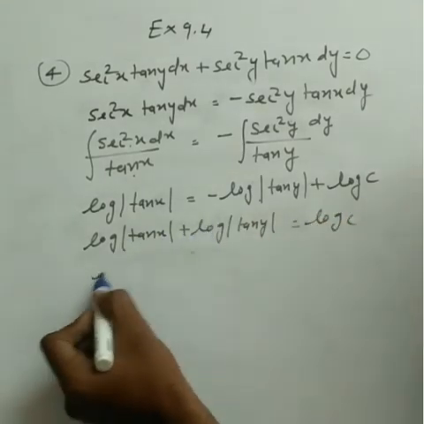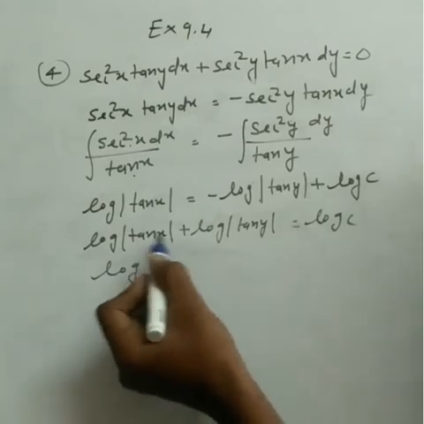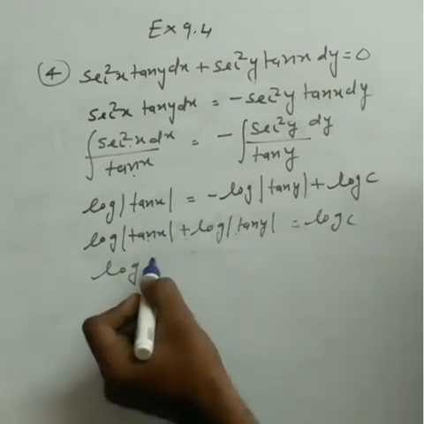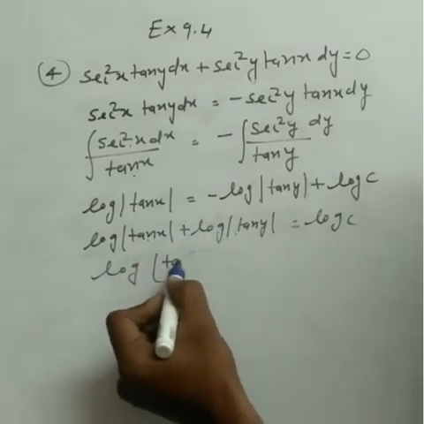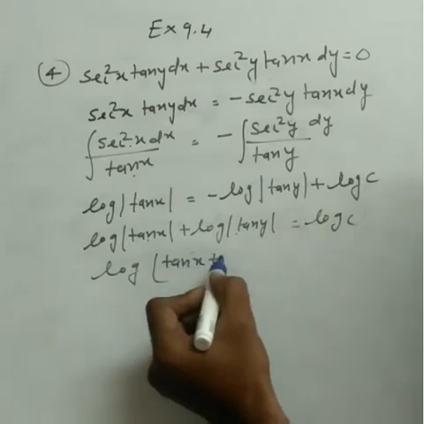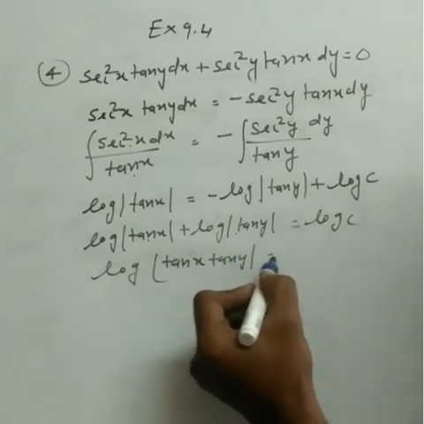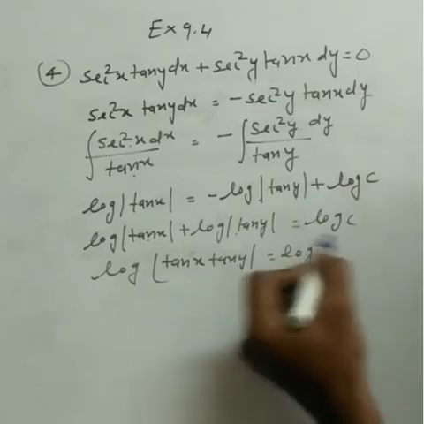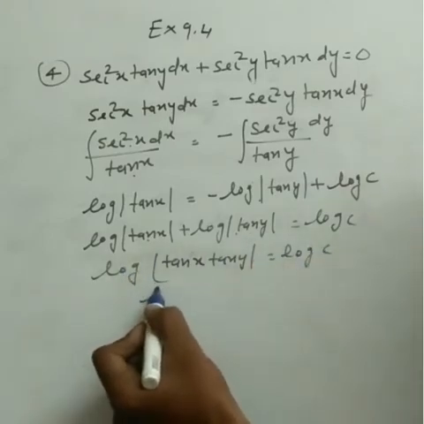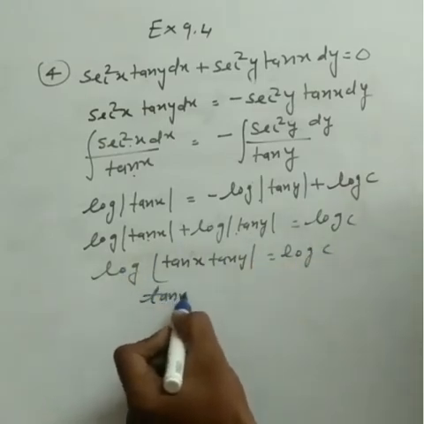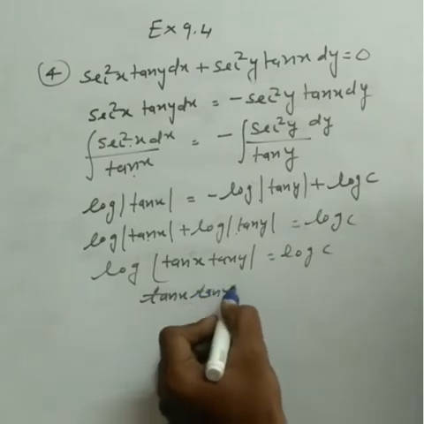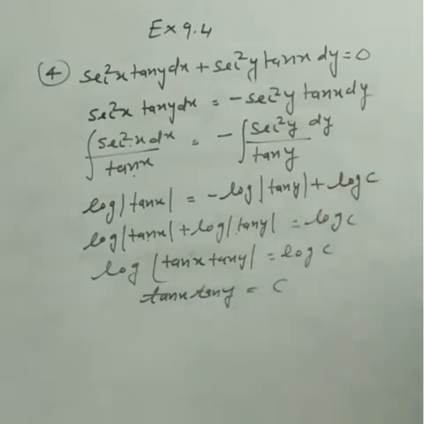Log a plus log b is log of a into b. So tan x tan y equal to log of c. Log to log cancel. Tan x tan y equal to c. Answer.